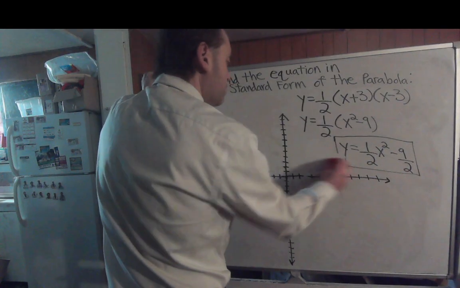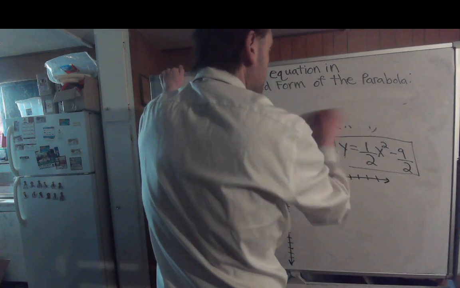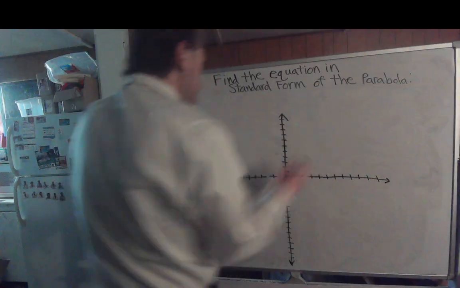So in this form, we care about the intercepts but not the vertex, unlike the last type we did where it's the opposite, where we cared about the vertex and not the intercepts. Well, this time it's opposite.